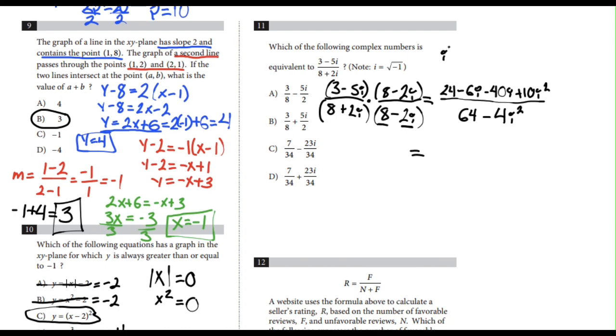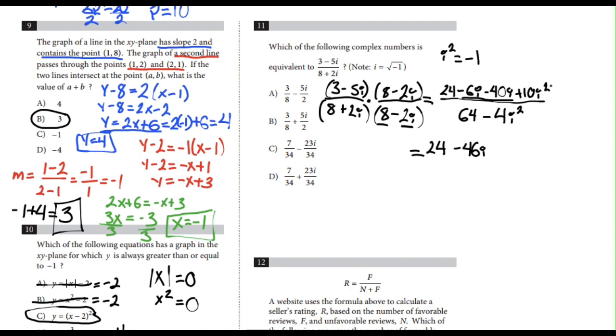Remember that i squared is simply going to be negative 1. So wherever we see an i squared, we can substitute it for negative 1. Now we're going to combine like terms. Negative 6i minus 40i is going to be negative 46i. We're going to have this 24 in front.